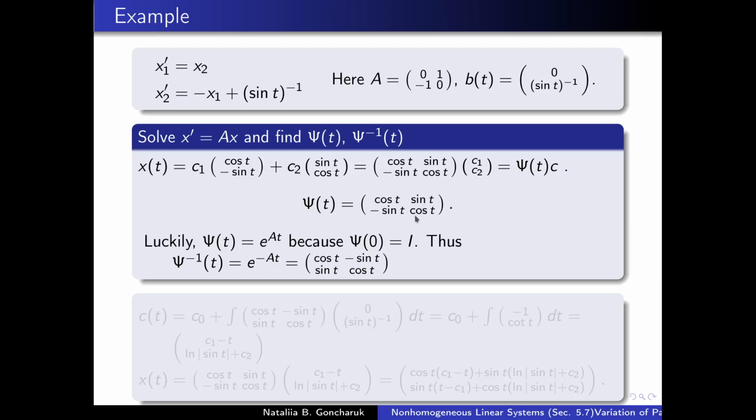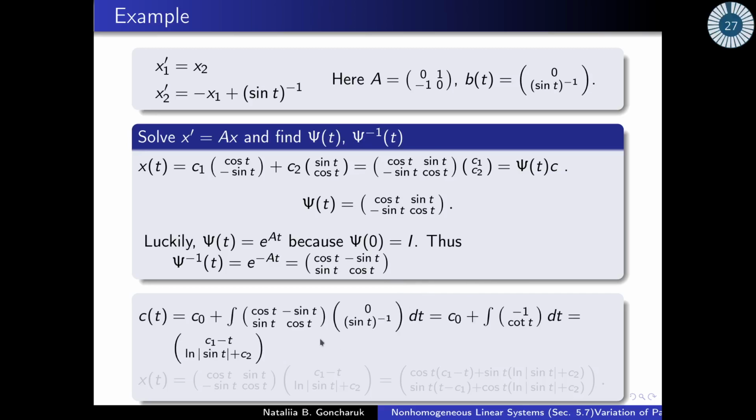So this fundamental matrix is the matrix exponential, e to the power At. You can just invert it using this formula, and you just substitute minus t instead of t here to compute e to the power minus At, and this is your inverse matrix. In general, you will have just to invert this matrix, the fundamental matrix, treating t as a parameter. But here we had a shortcut. Now, since we know psi and psi to the power minus 1, we can just apply the formula.